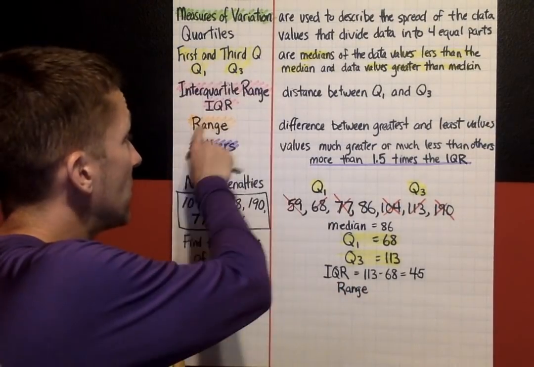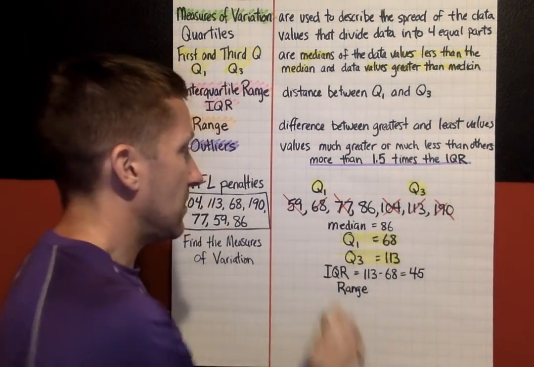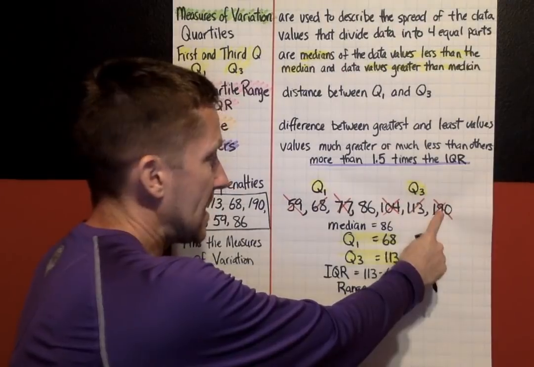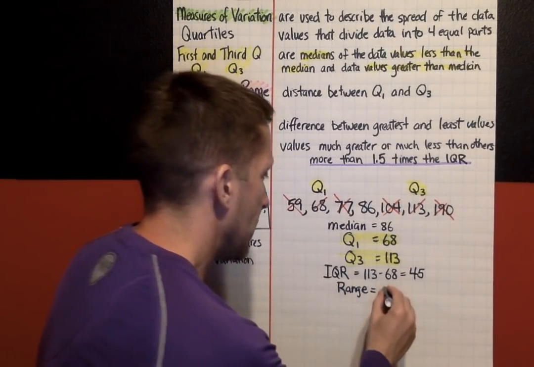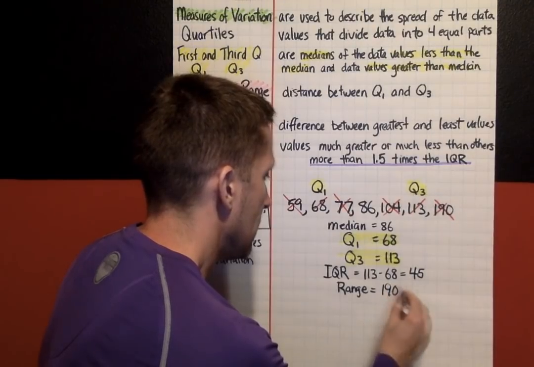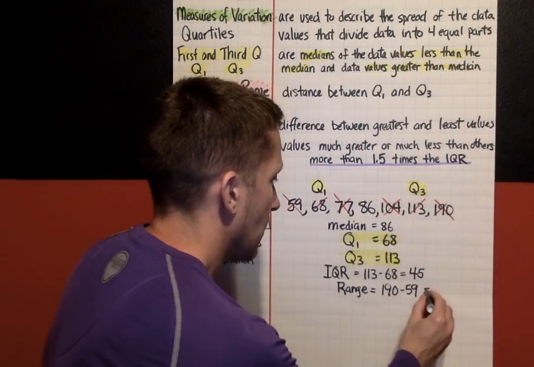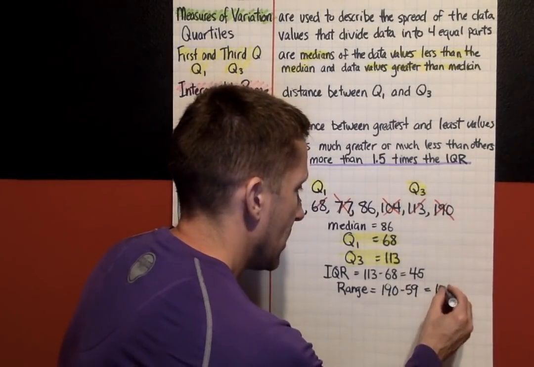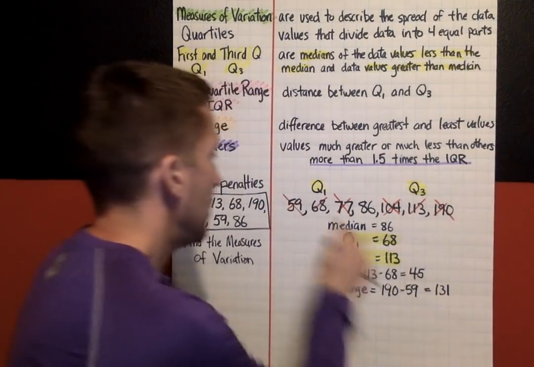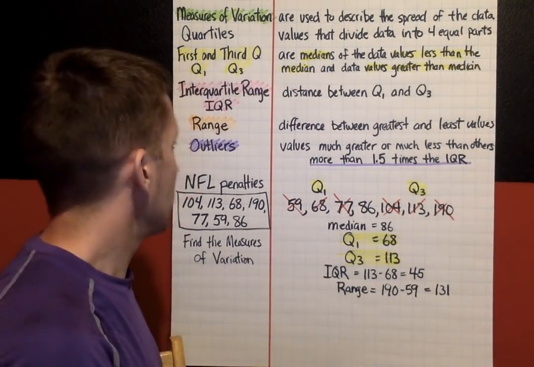So going back to our definition of range, it's the difference between the greatest and the least values. My greatest value is 190, the least is 59. That is my overall range. 190 subtract 59. So the overall range of my data turns out to be 131. The spread of my data overall is 131.